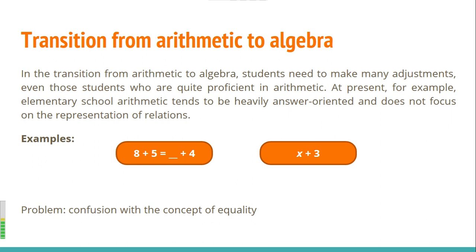At present, for example, elementary school arithmetic tends to be heavily answer-oriented and does not focus on the representation of relations. For example, in this numerical equation, 8 plus 5 equals blank plus 4. So the focus here can be explaining the relationship between the value on the left-hand side and the value on the right-hand side. The problem here could be confusion with the concept of equality, because equality usually means that we need to perform a certain operation and it results in a particular value.